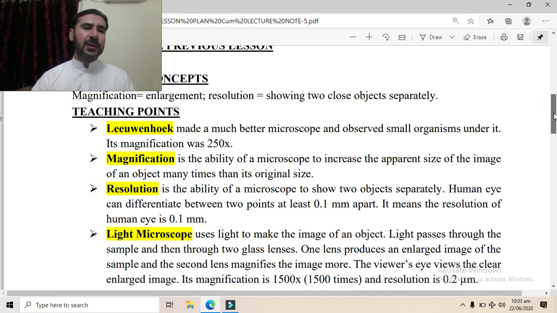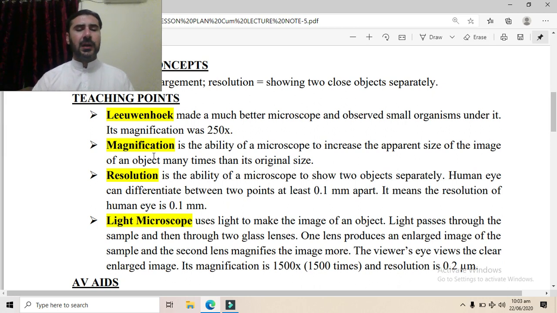Now there are two important terminologies we have to discuss here, and these two play a very important role in the microscopy field, and both are based on the lenses. Remember, lenses are the base of any microscope. The advancement of lenses resulted in the development of various types of microscopes. These two terminologies are: number one, magnification. Magnification is the ability of a microscope to increase the apparent size of the image many times than its original size.